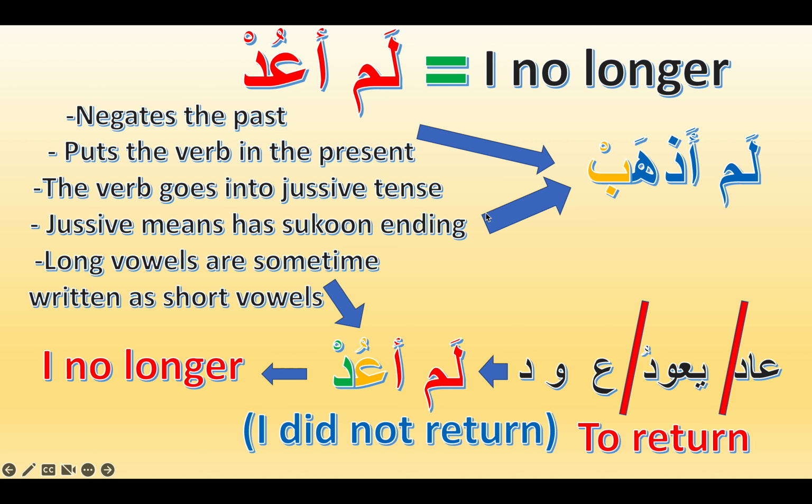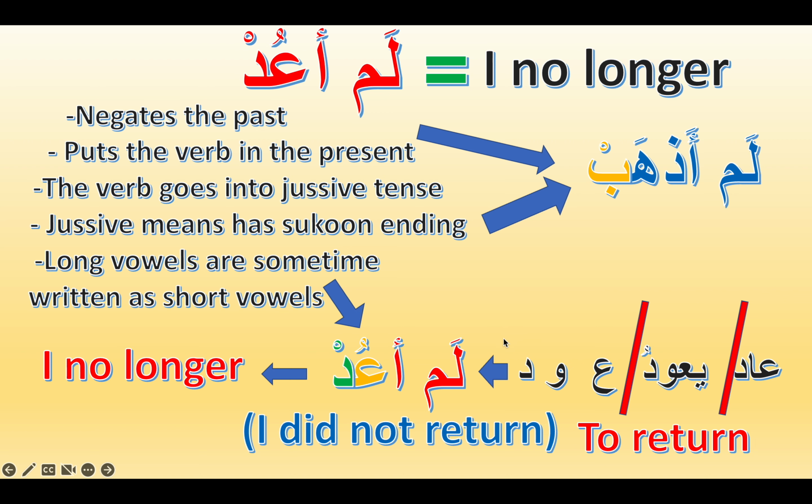Another thing to do with lam is that long vowels are sometimes written as short vowels. So let's see an example of how this is illustrated. We have the verb عاد, which means to return. In the present, it is يعود. And the root letters are عين, واو, and دال.